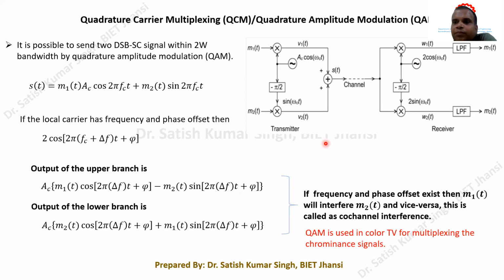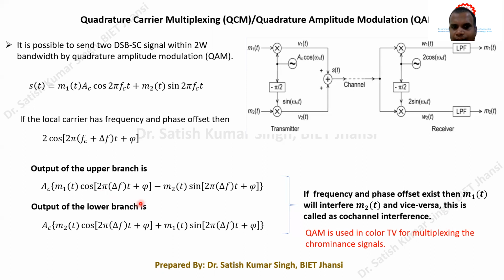Similarly, if you multiply in the lower branch 2 sin(2π(fc + Δf)t + φ), in that case the output will be this in the lower branch. So this will be the output after the low pass filter. Now if you observe this output, I hope you will be able to do the calculation and get this output.